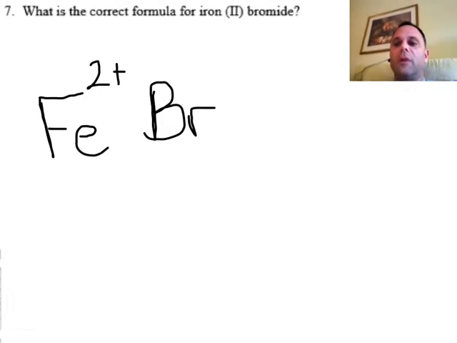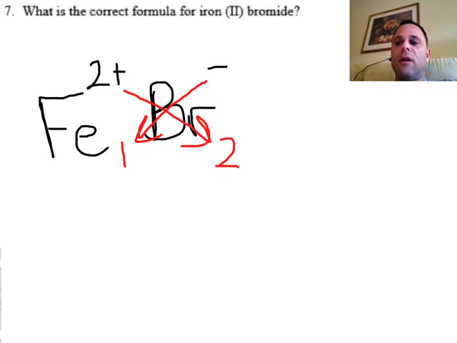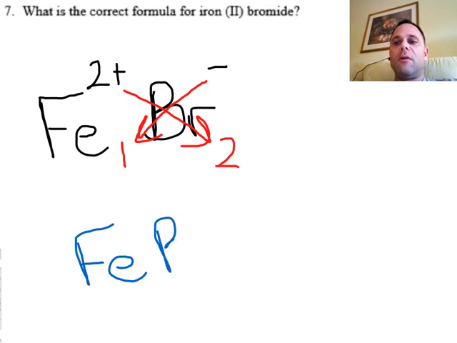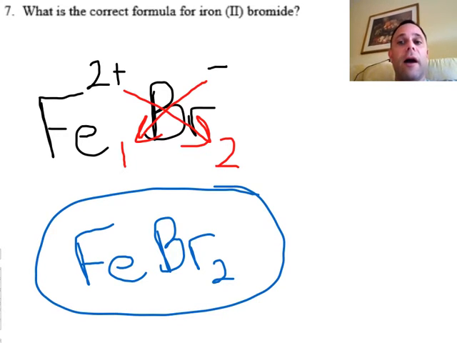So let's go ahead and put -1 in. And let's drop the 1 down to here. Drop the 2 down to here. And let's rewrite it. I'm rewriting it because we never use the 1s in the subscripts. FeBr2. Now that is iron 2 bromide. There's your answer.